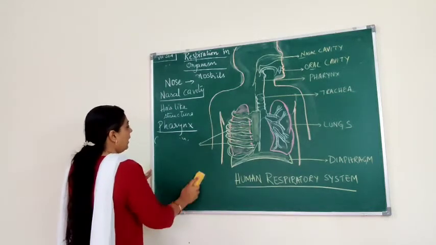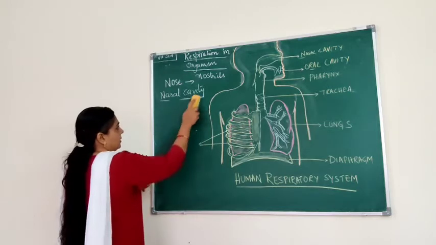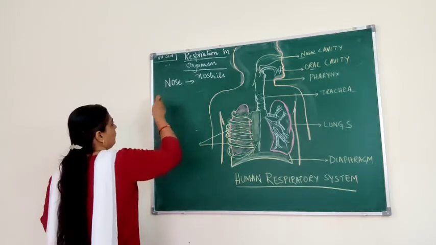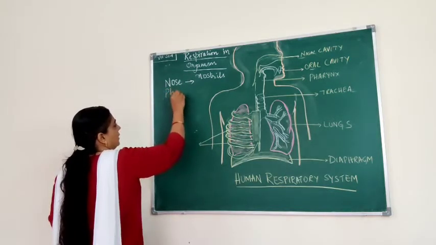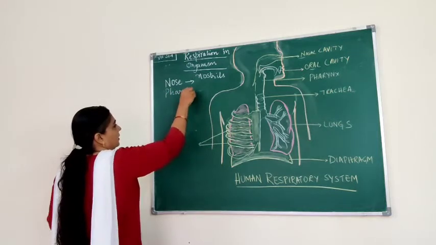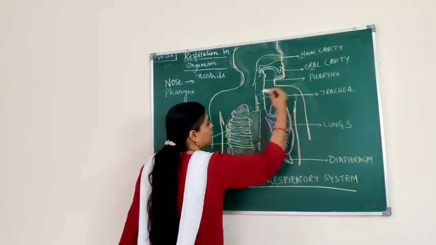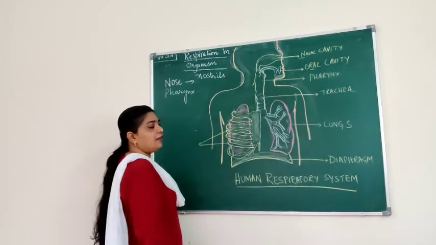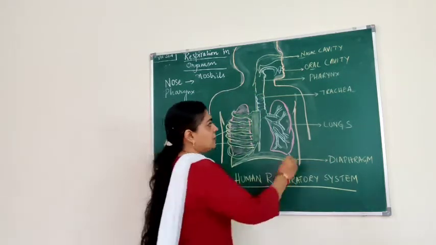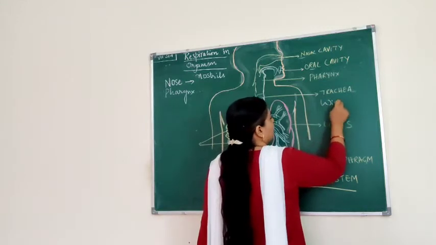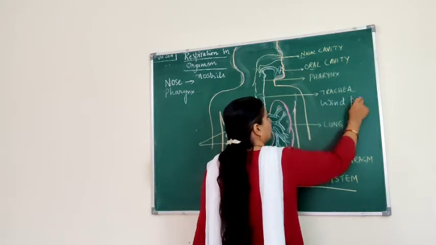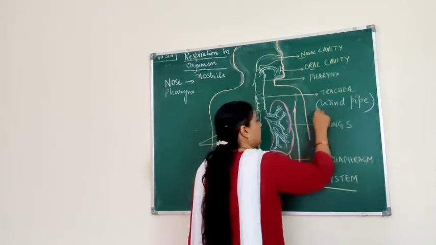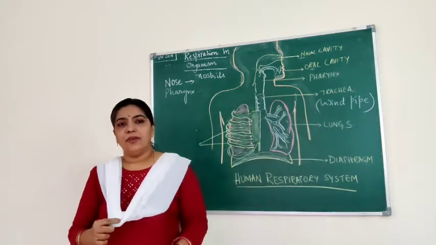Now, after the pharynx, what is the next organ present? So we finish with the pharynx. The air should enter inside the trachea. You can see this trachea. So what is trachea? Trachea is nothing but the windpipe.